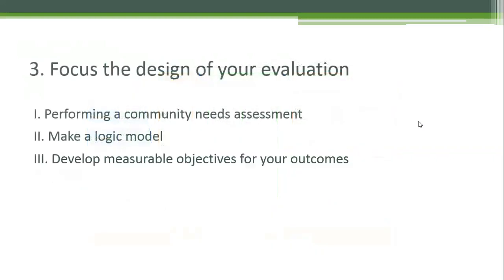Now going back, we have developing measurable objectives for your outcomes. So when you do have a program, you want to make sure that your outcomes are measurable. There's something that you can actually track the changes of. That doesn't necessarily have to be hard data like quantitative information, but even just receiving feedback from individuals who were recipients of the program would be a measurable outcome of the project.